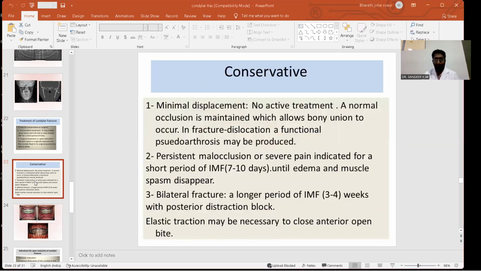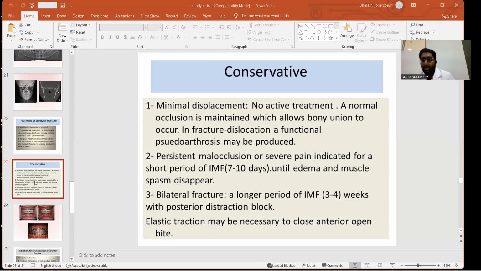If there is minimal displacement of the condyle fracture, and there is a normal occlusion, we just put the patient on elastics or just a parallel bandage with immobilization. And if there is persistent malocclusion with severe pain, we'll treat the patient with intermaxillary fixation for 7 to 10 days until the edema and the muscle spasm disappear.